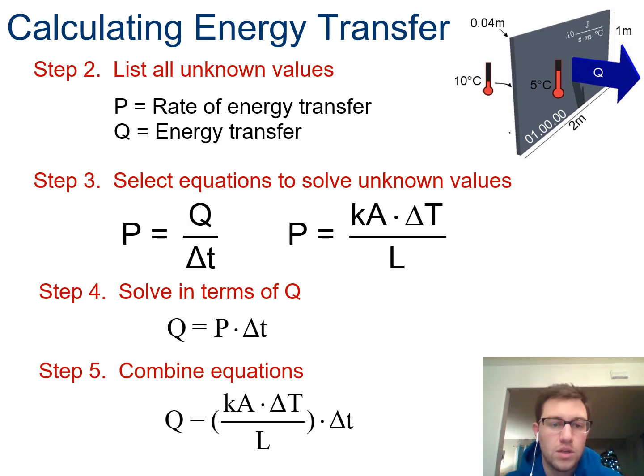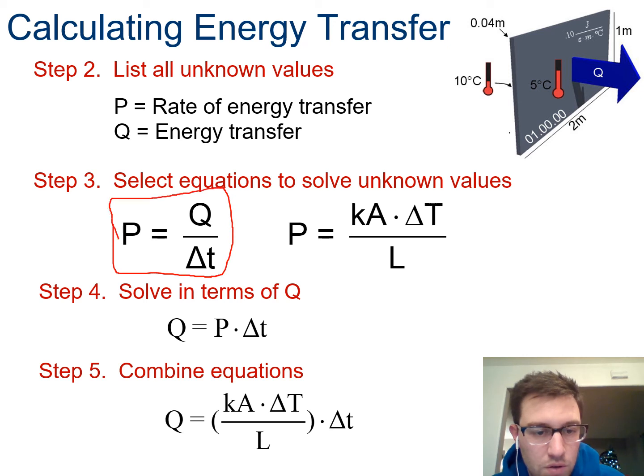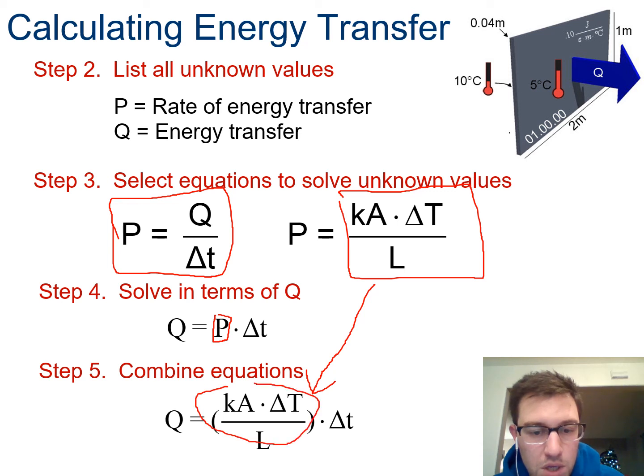So they just combined equations in terms of Q, and so when I do that, if Q is P times delta T, what they did here is they rearranged this equation right here in terms of Q, and then they plugged in, for P, this equation here. And so that jumps down here, and we end up with P times delta T to get Q. Okay.